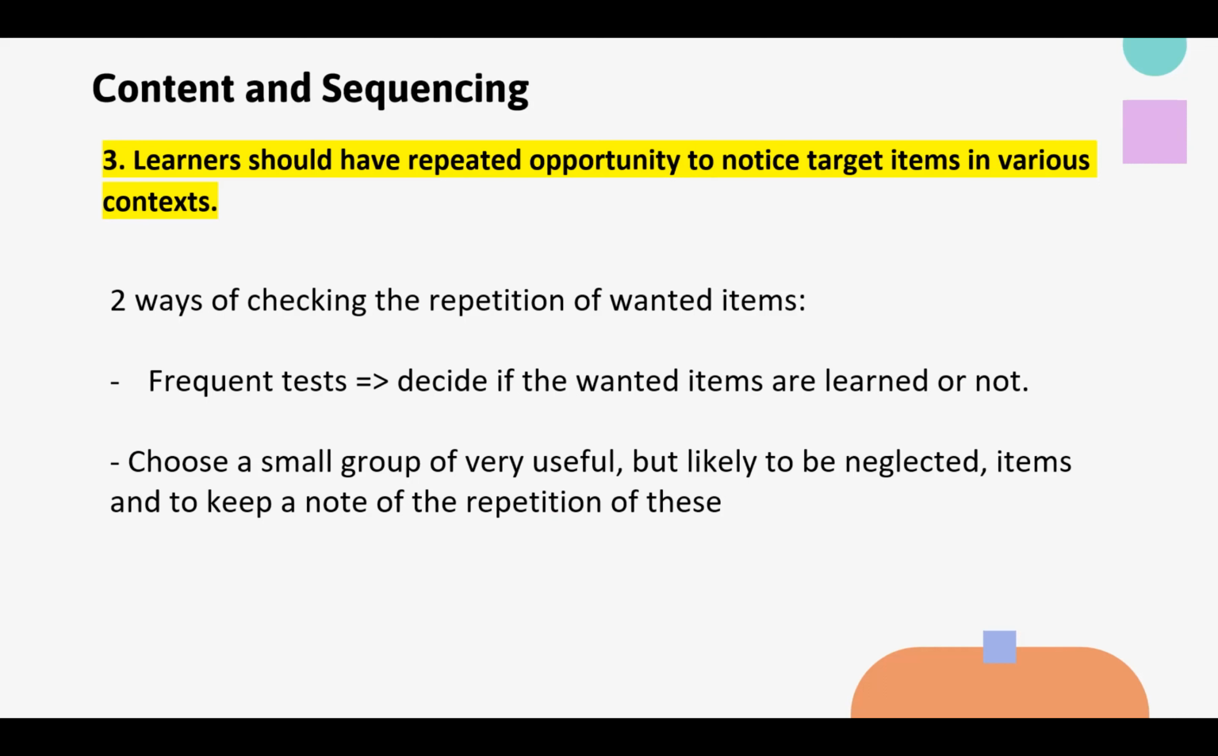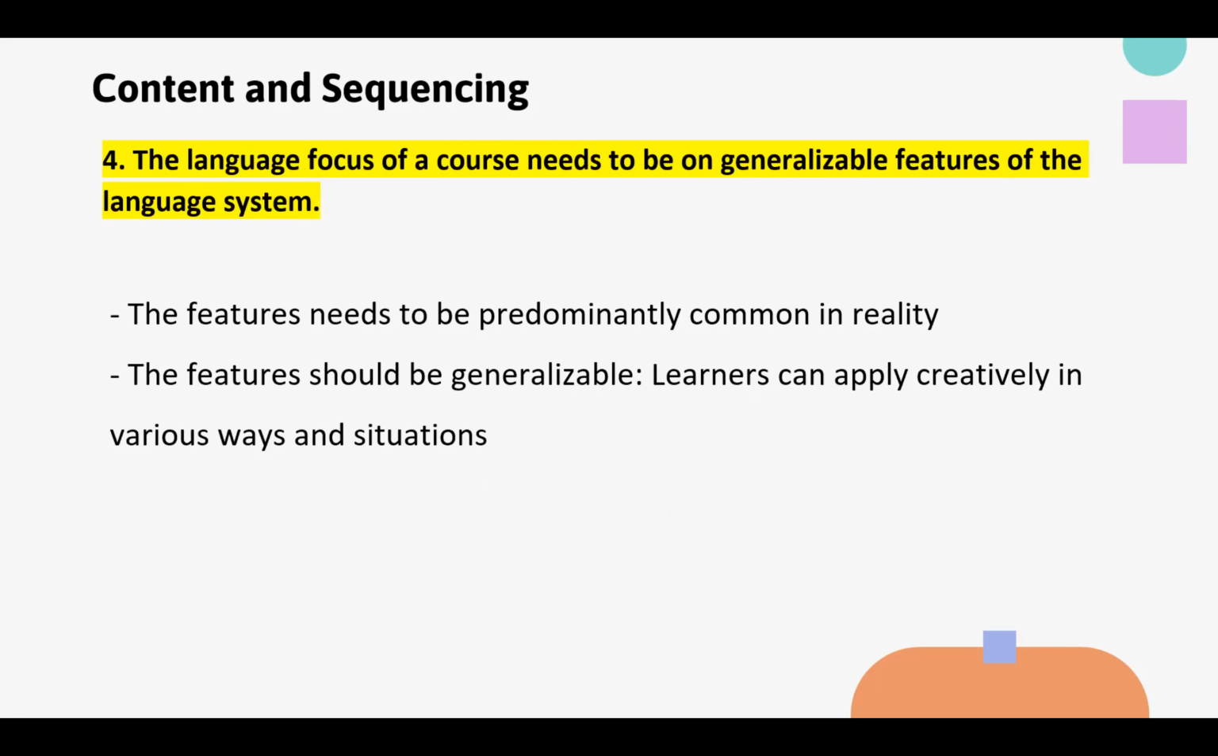There are two ways of checking the repetition of wanted items. The first one, we can focus on frequent tests. Those frequent tests will decide if the wanted items are learned or not. For the second way, we can choose a small group of very useful but likely to be neglected items so that we can keep a note of the repetition of these items.